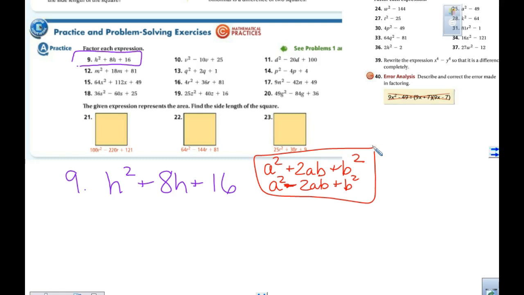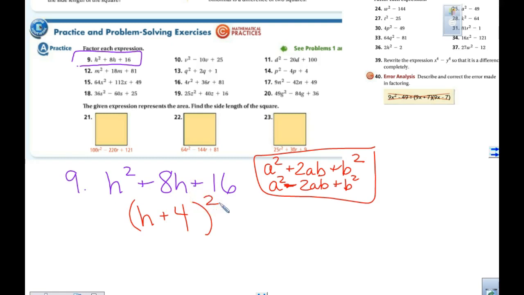Quietly, just sit down, please. When I look at this, I'm looking for perfect squares. Yes, a squared and b squared. Is the middle term 2 times the square root of my b squared? The square root of 16 is 4. So h, we think, plus 4. Does that give us the right middle term? 2 times 4h, 8h. My answer has to be this squared.